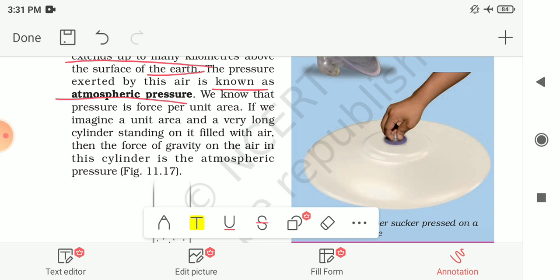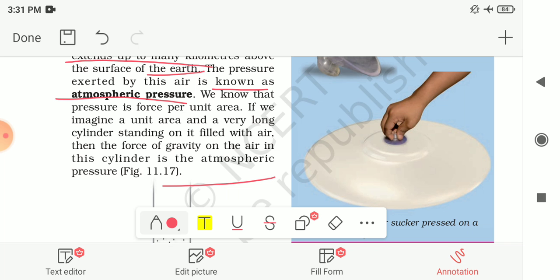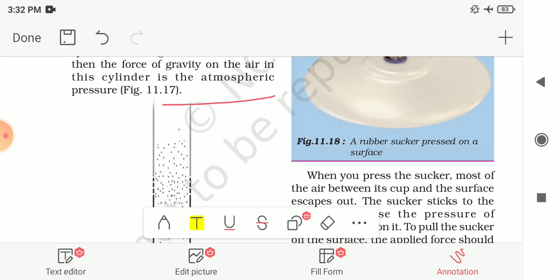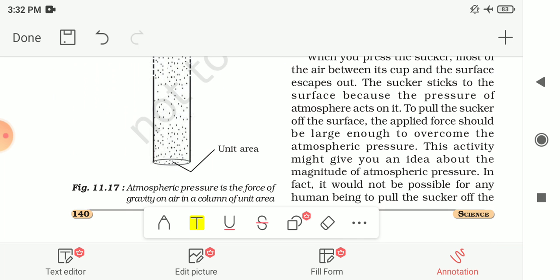Now what is the atmospheric pressure? The pressure which is exerted by the atmospheric air is known as the atmospheric pressure. We know that pressure is the force per unit area. Now imagine a unit area with a very long cylinder standing on it, filled with air. Then the force of gravity on the air in the cylinder is the atmospheric pressure.